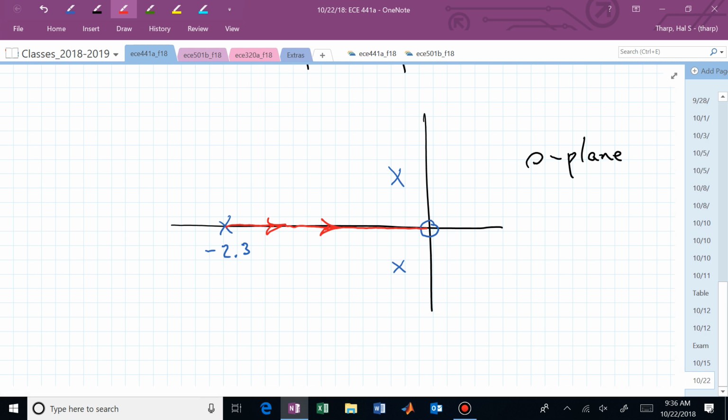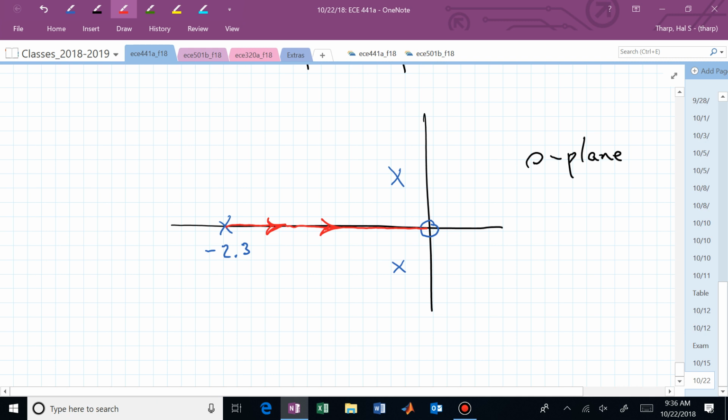We should have 3 branches, and sometimes those branches are on the same line segment, and so you think, well, I just have one branch, but there's actually 2 branches on one line segment. So it can get confusing, but we now have 3 branches of the root locus.